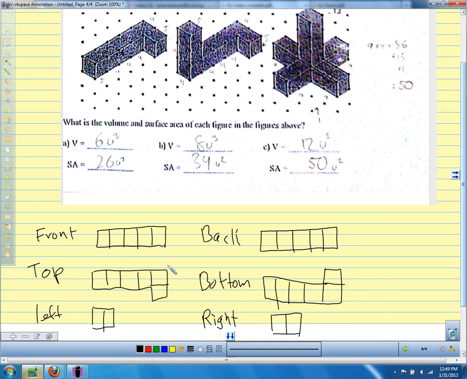Okay? The homework is up here on the desk. You can grab the homework. It's more sketching, drawing, finding surface area, finding volume.